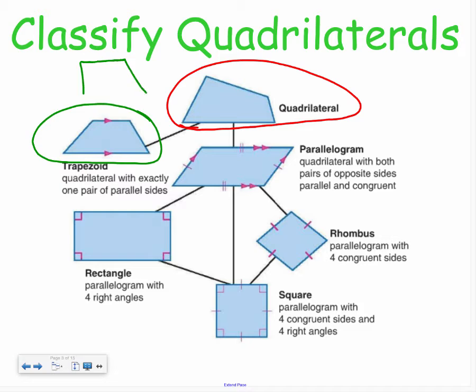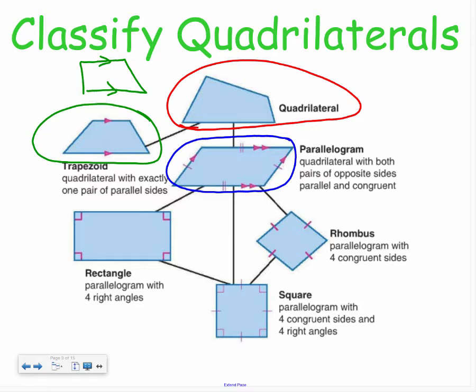Trapezoids can also look like this. Again, the top and bottom sides are parallel. The next large category is the parallelogram. That is a quadrilateral that has opposite sides that are parallel and congruent. So notice the sides on the top and the bottom, they have these 2 arrows acknowledging that they are parallel and the 2 dash marks acknowledging that they're congruent. On the left and the right, same thing. 1 arrow to indicate parallel and 1 dash mark to indicate that they are congruent.